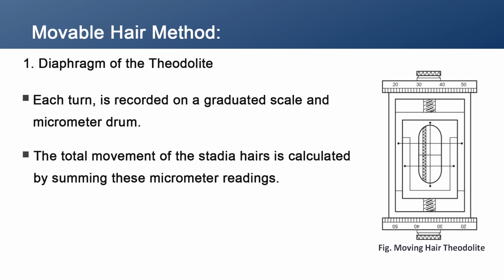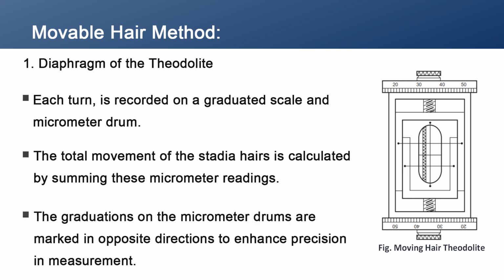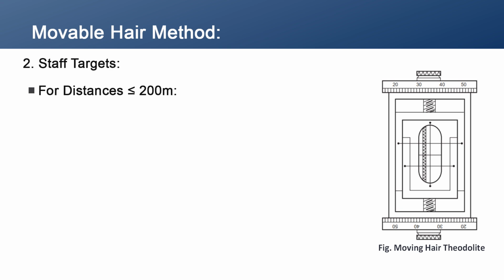The total movement of the stadia hair is calculated by summing these micrometer readings. The graduations on the micrometer drums are marked in opposite directions to enhance the precision of measurement. Yes, now considering the staff targets. The type of staff used depends on the distance being measured.